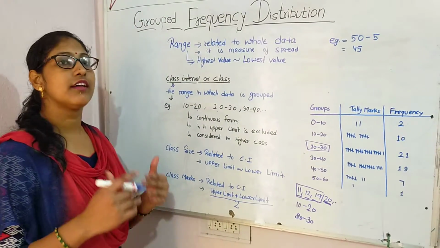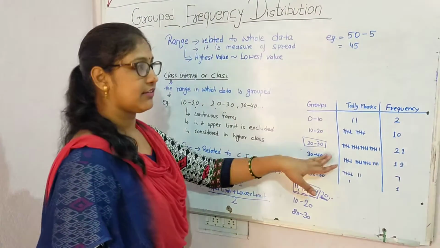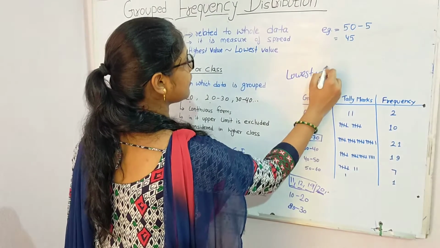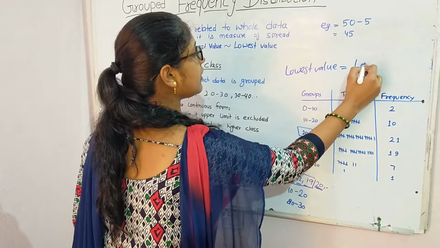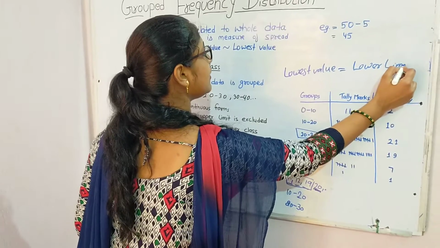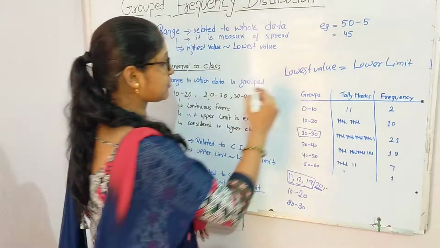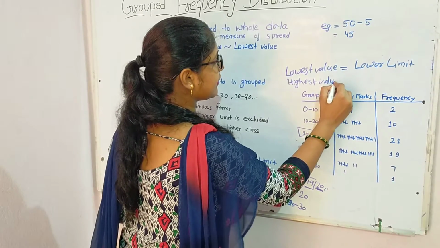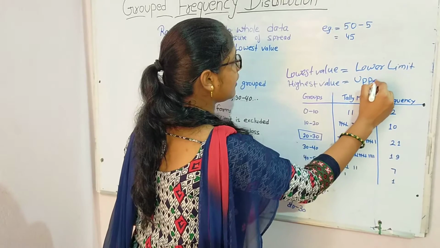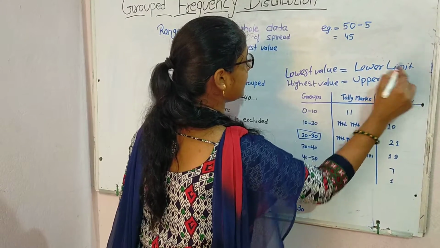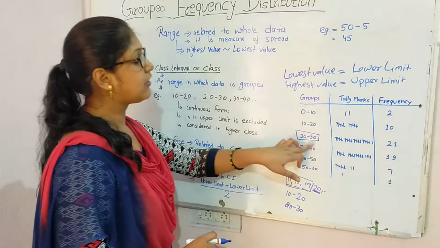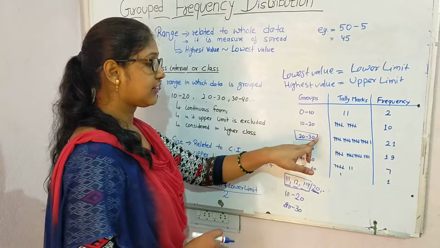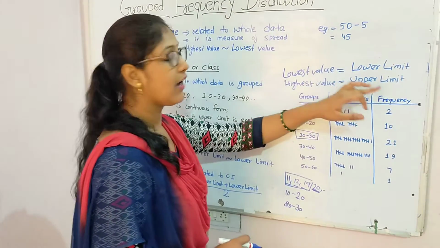Before that, we have to learn what is upper limit and the lower limit. In any class interval, the lowest value is said to be lower limit, whereas the highest value is called upper limit. So, in this class interval 20 to 30, 20 is the lowest value, so it is said to be lower limit, and 30 is the highest value, so it is said to be upper limit.